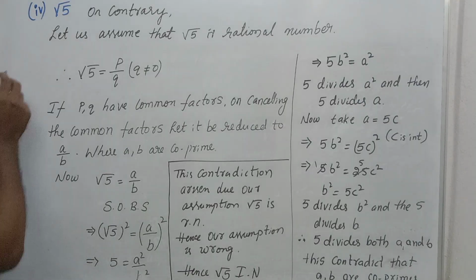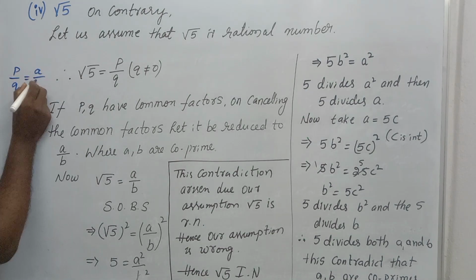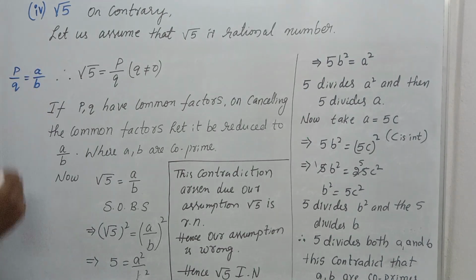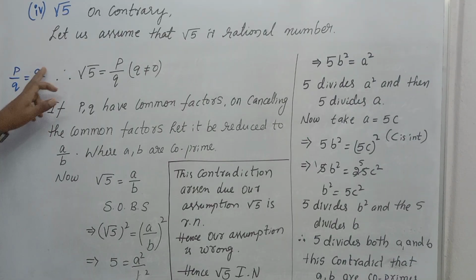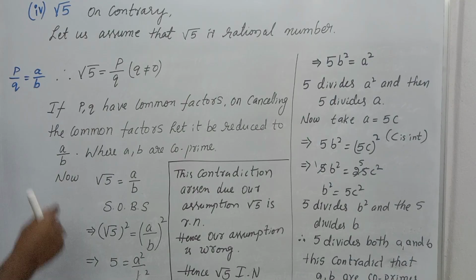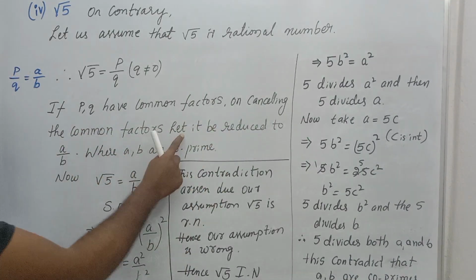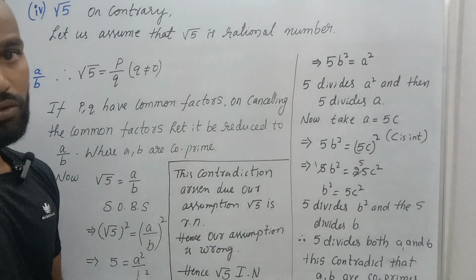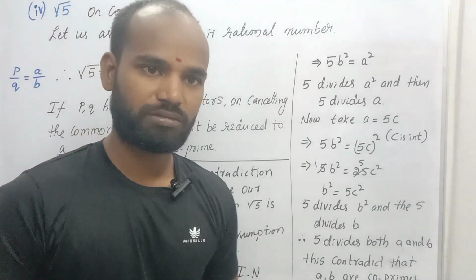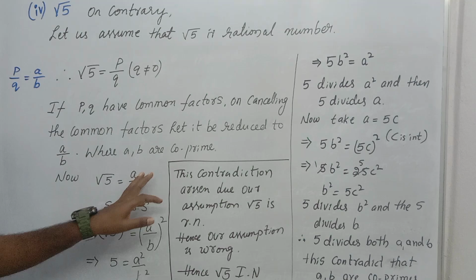First, suppose p, q have any common factors, then by cancelling, we will get the a by b form. In a by b form, there is no chance to cancel anything. So a and b are co-prime numbers. HCF must be 1. So if p, q have common factors, on cancelling the common factors, let it be reduced to the a by b form, where a, b are co-prime numbers. For co-prime numbers, HCF is 1. So now root 5 equals a by b, the reduced form.